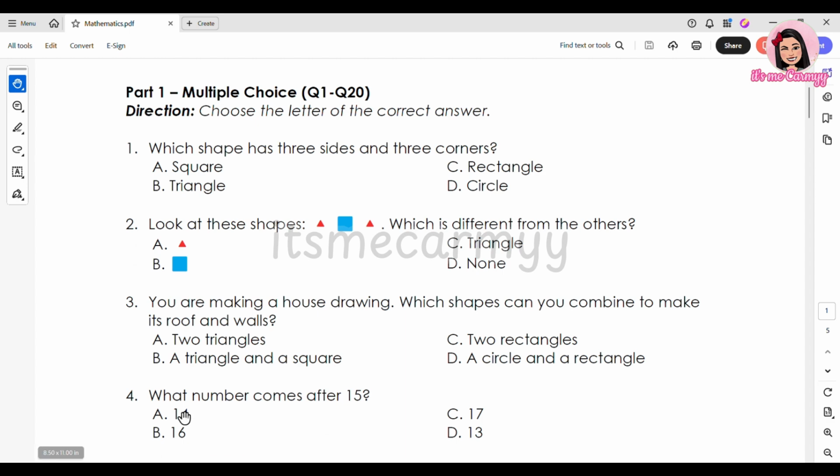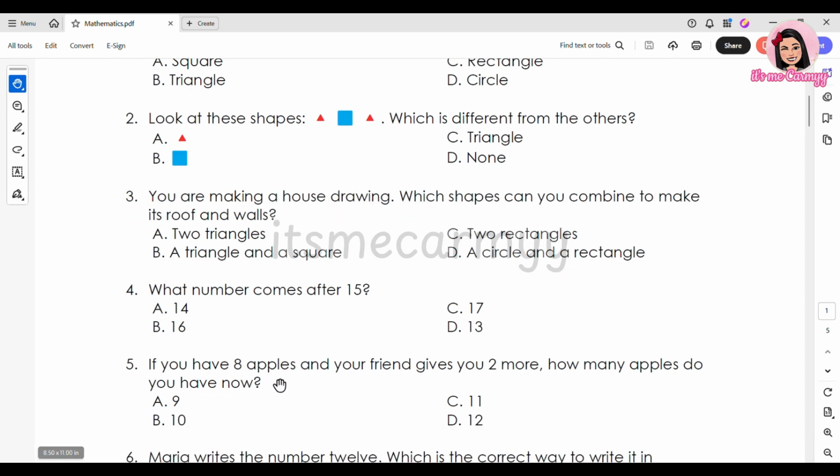4. What number comes after 15? A. 14. B. 16. C. 17. D. 13. 5, 4, 3, 2, 1. The correct answer is letter B. 16.